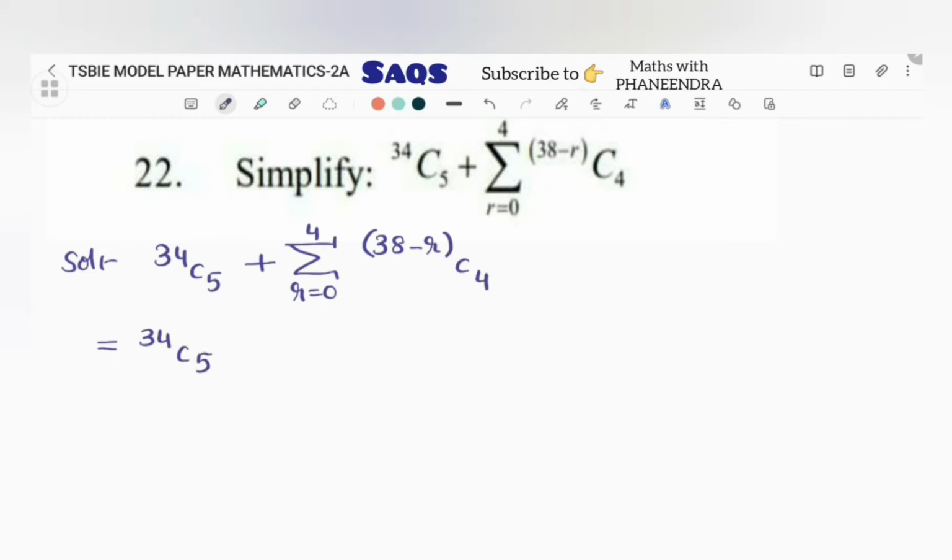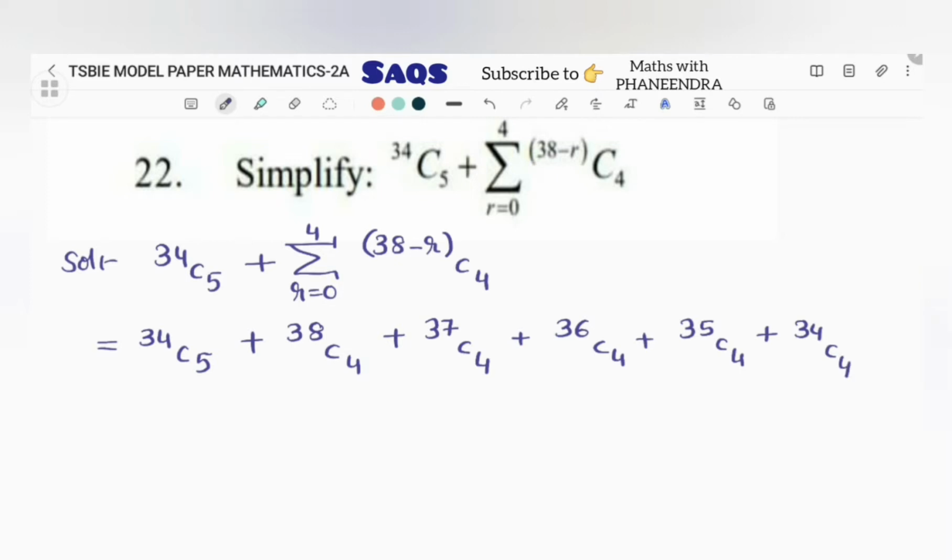r is equal to 0, if we substitute, 38C4, plus r is equal to 1, substitute 37C4, plus r is equal to 2, substitute 36C4, r is equal to 3, substitute 35C4, r is equal to 4, only till 4 here, r is equal to 0 to 4, substitute 34C4.